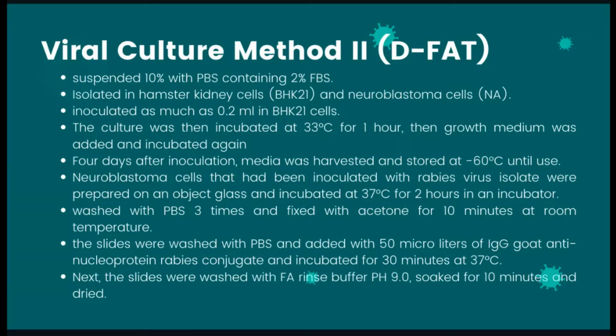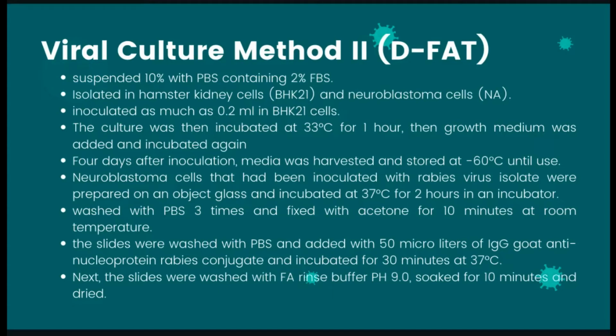Four days after inoculation, the media was harvested and stored at -60 degrees Celsius until use. Neuroblastoma cells that had been inoculated with the rabies virus isolate were prepared on an optic glass and incubated at 37 degrees Celsius for 2 hours. Cells were then washed with PBS 3 times and fixed with acetone for 10 minutes at room temperature.